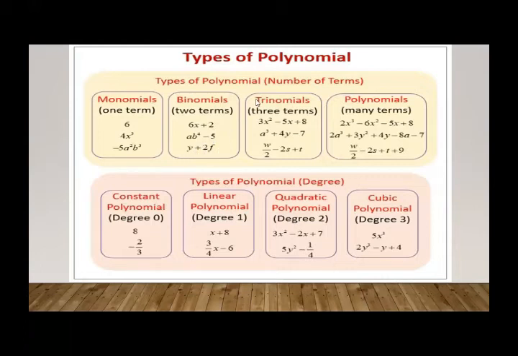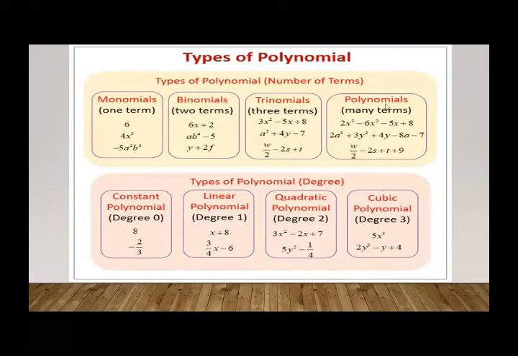They are the examples of binomial. The third one is trinomial. Tri means three. So the polynomial having three terms is known as trinomial, like 6x square minus 5x plus 8, a cube plus 4y minus 7, w upon 2 minus 2s plus t.